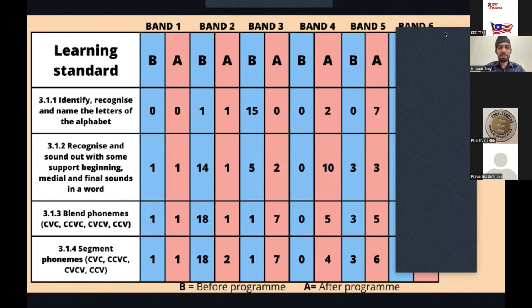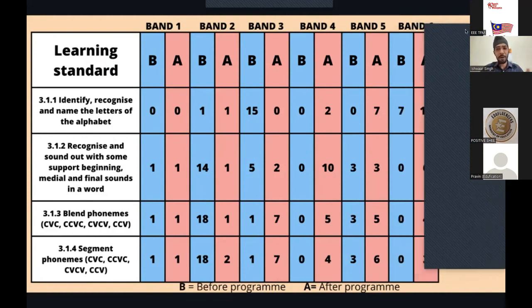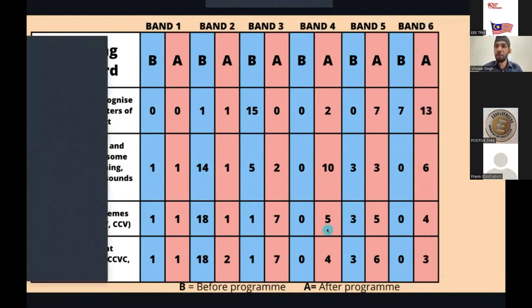When we look at 3.1.3, blending the phonemes, this is where after they have learned all the phonic sounds from the module, the 51 pages, they will learn how to blend them. We see that in February 2021, majority of them were in band 2. What happened in November after parents were guiding them? Majority of them were in band 4, band 5, or band 6. Some of them are still in band 3. It is not something for us to worry about because band 3 means that they can do it, but they need some help and support, which can be rectified over time.